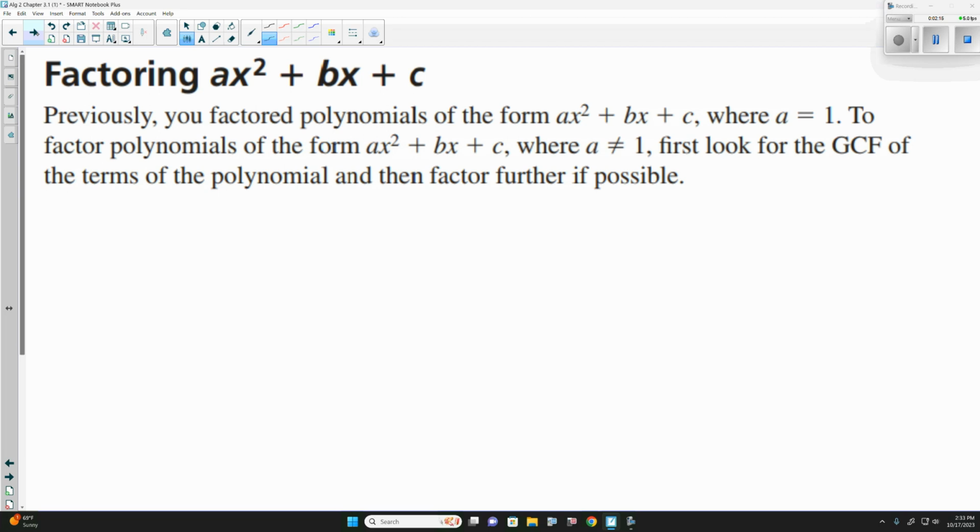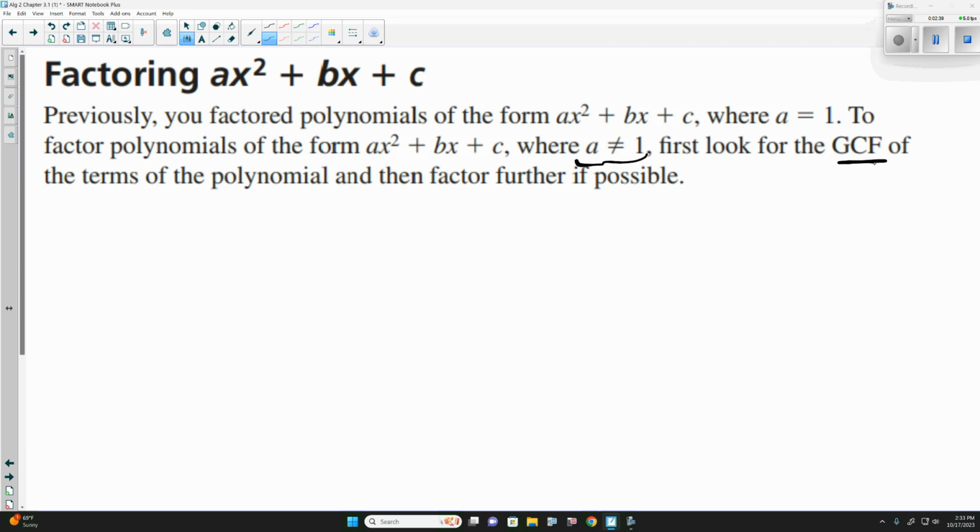So, previously you have factored polynomials of the form ax squared plus bx plus c, where a is equal to 1. And when they say previously, they mean algebra 1, because we haven't done a whole lot of factoring in here yet, but we will be doing some, especially factoring when the value of a is different than 1.